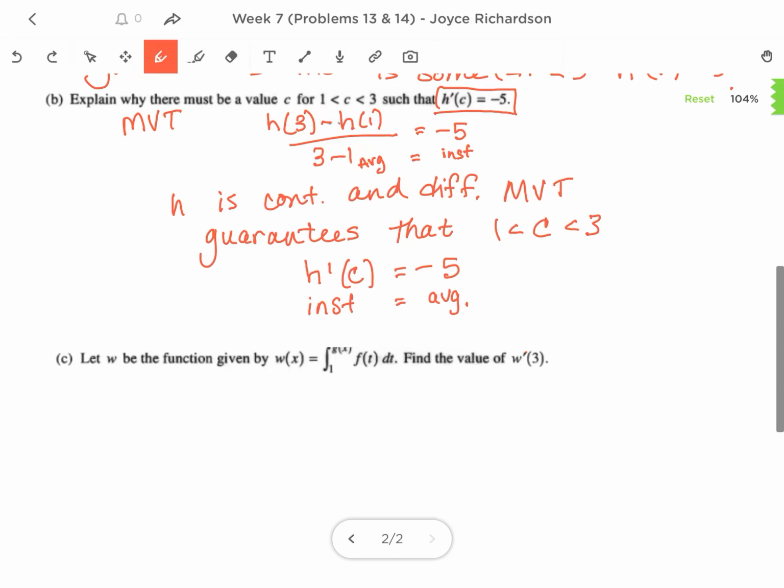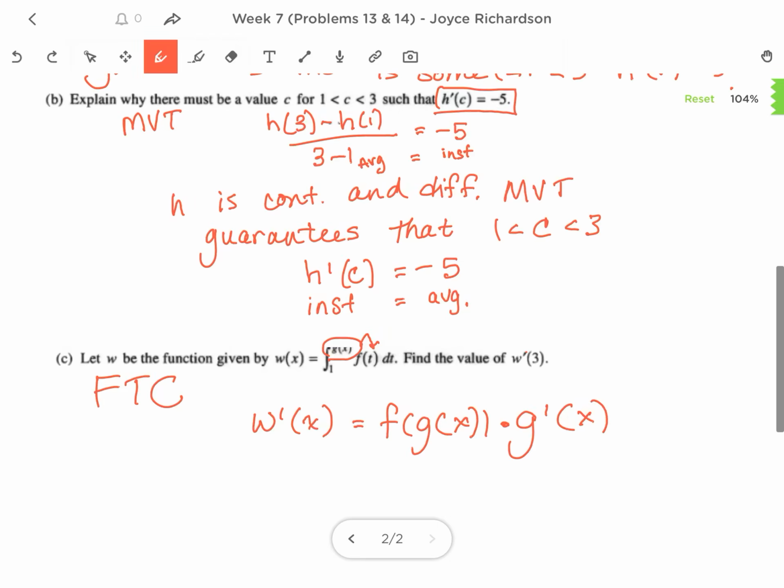Okay. Next one is the fundamental theorem of calculus. You've got to find W prime of 3. So W prime of x, don't put 3 in just yet, is going to be equal to, remember, this is where you plug in the top bound and you get f of g of x times the derivative of that upper bound. So this is where they get you.